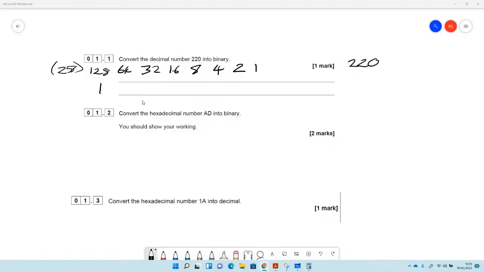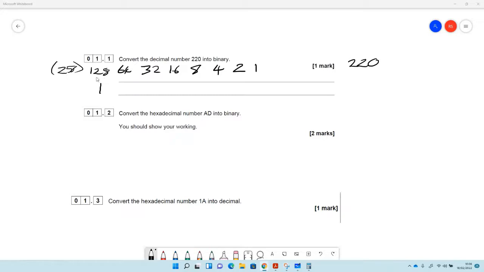So this is just going through some of the early questions on paper 2. AQA paper 2, this is 2021, but most of the paper 2s have quite a few data representation style questions at the beginning. The first one, converting the decimal number 220 into binary. So we need to know our binary positions.